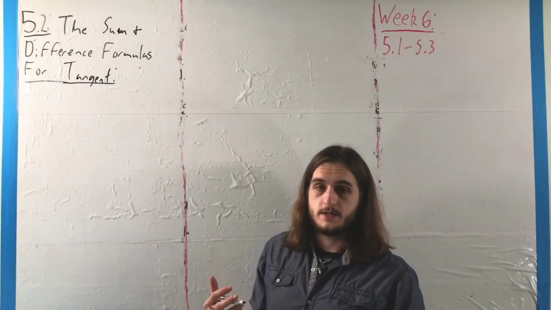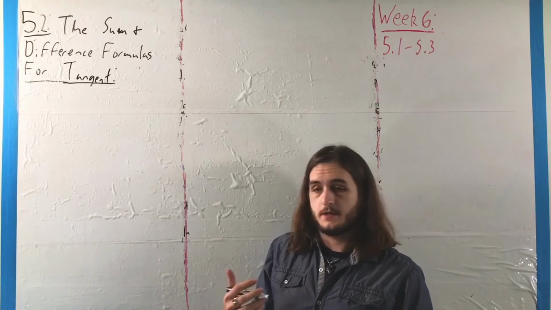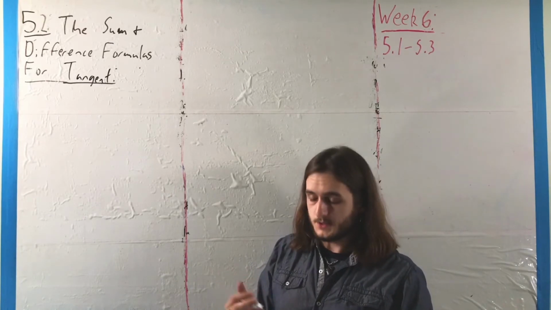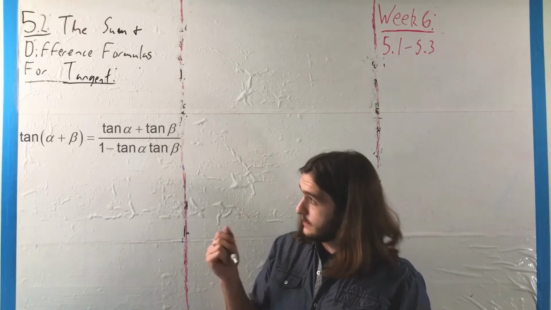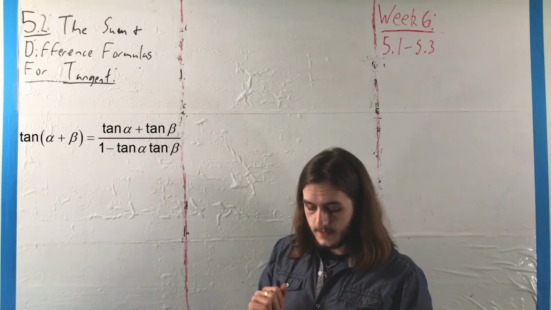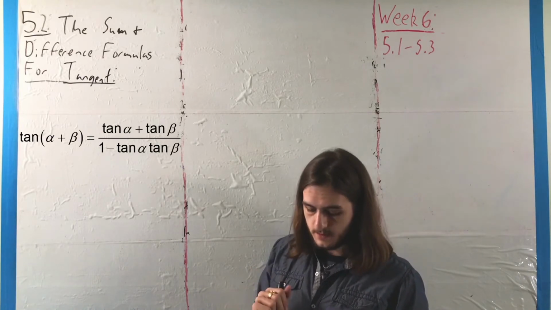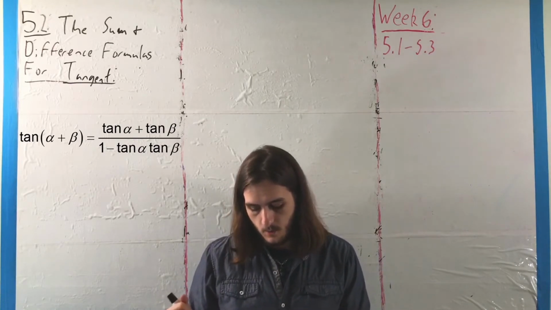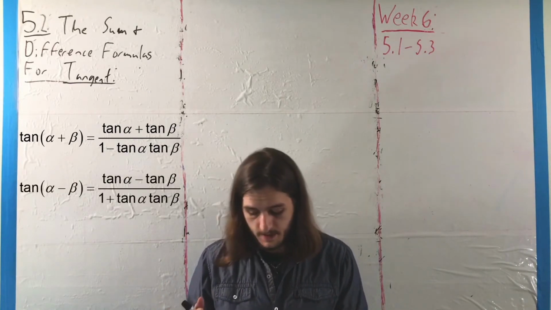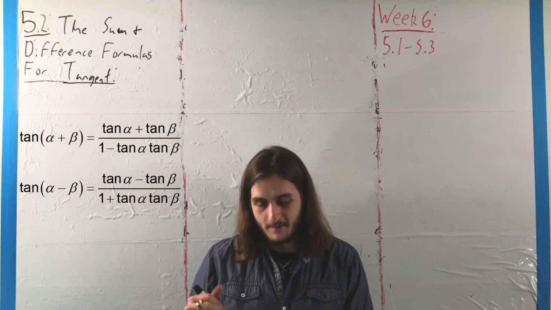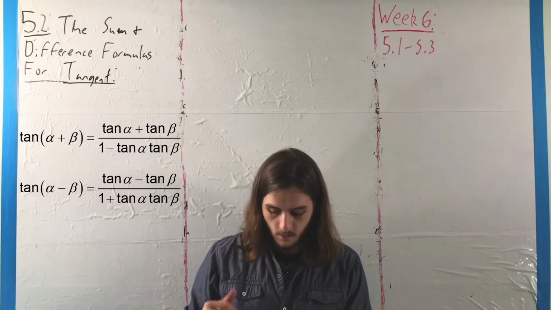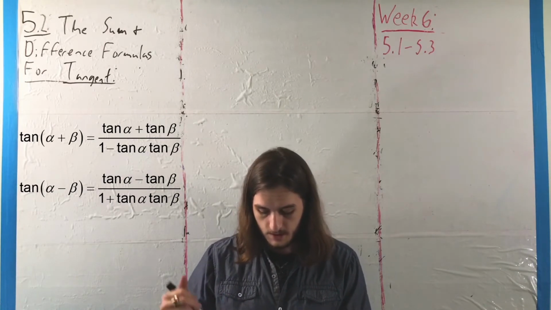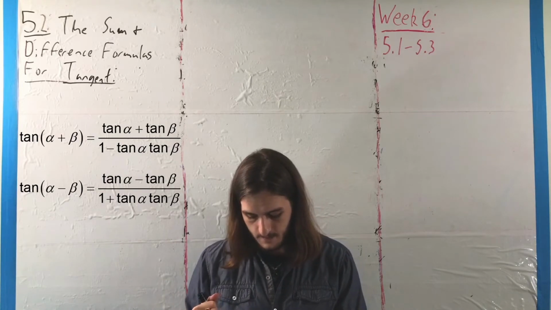On the other hand, if we want to find things in terms of splitting up tangent of alpha plus or minus beta, for tangent of alpha plus beta, we have tangent of alpha plus tangent of beta over 1 minus tangent of alpha tangent of beta, while for tangent of alpha minus beta, we get tangent of alpha minus tangent of beta over 1 plus tangent of alpha tangent of beta.